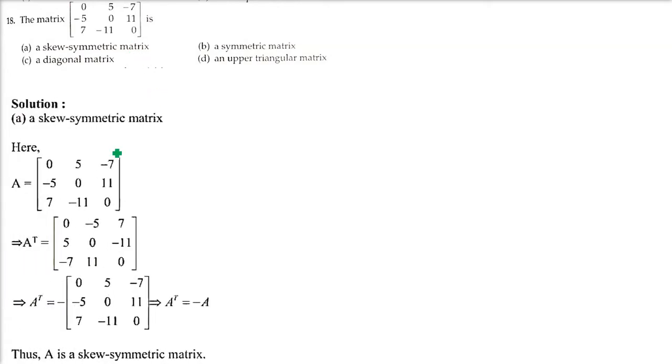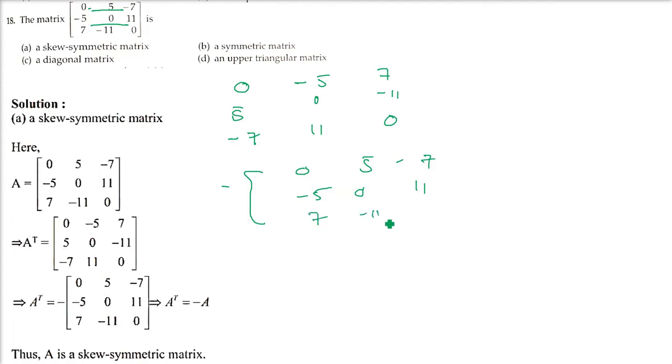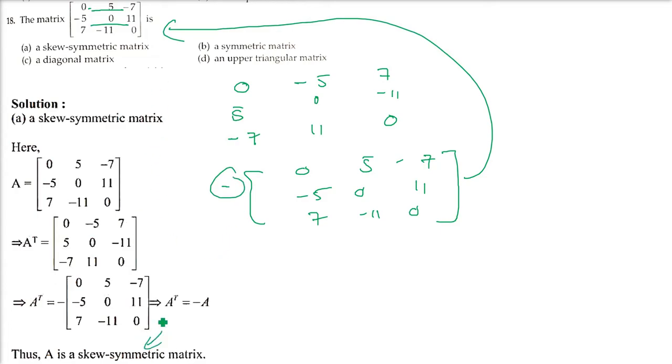The matrix, this is what? So we'll just take the transpose. So this is the row, I'm making it a column: 0, 5, minus 7. This row we're making a column: minus 5, 0, 11; 7, minus 11, 0. Now I'm taking negative outside: 0, 5, negative 7; negative 5, 0, 11; 7, negative 11, 0. Now what is this? This is again the same matrix in negative. So this is a skew symmetric matrix. So whenever A transpose is going to be equal to negative A, that is going to be a skew symmetric matrix.